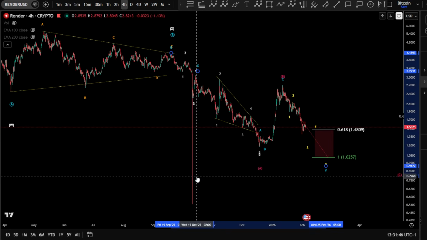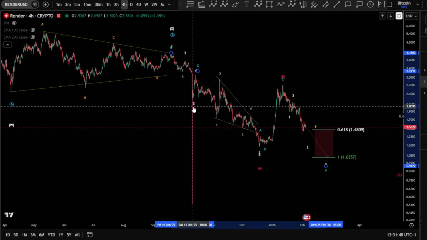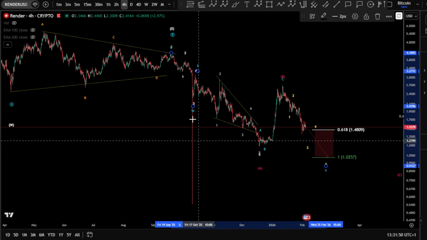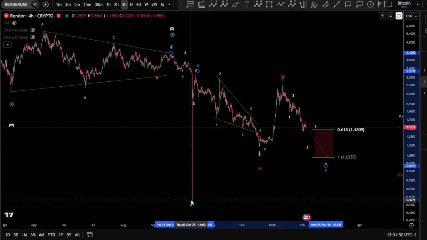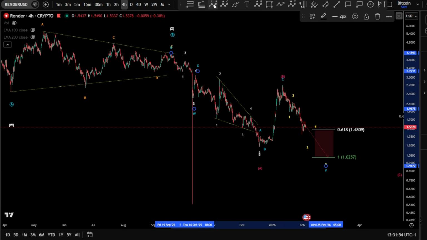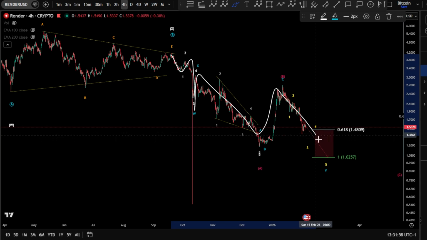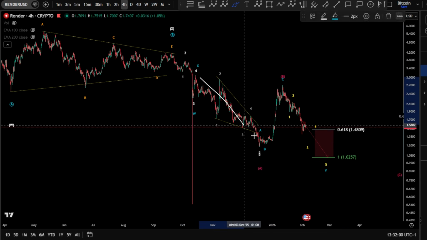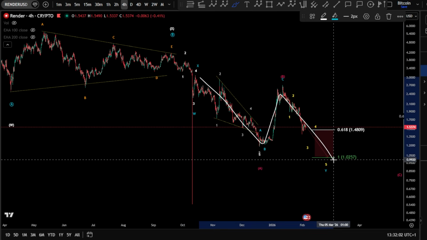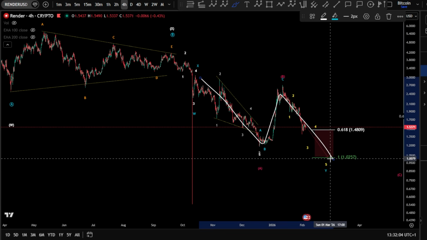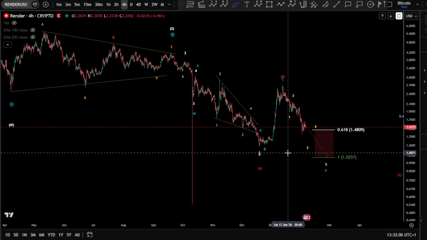Another possibility, rather than being in a wave 3, being in a wave W, of course, this belongs to the wick, but I'm putting it there to understand it. So basically W and X and a wave Y here, of course, as a zigzag A, B, and a C, might be unfolding as highest possibility here.